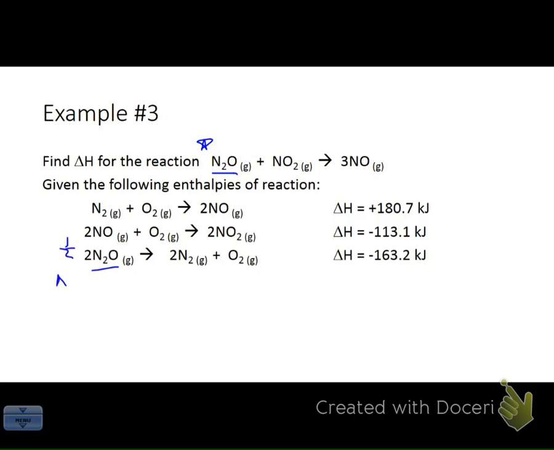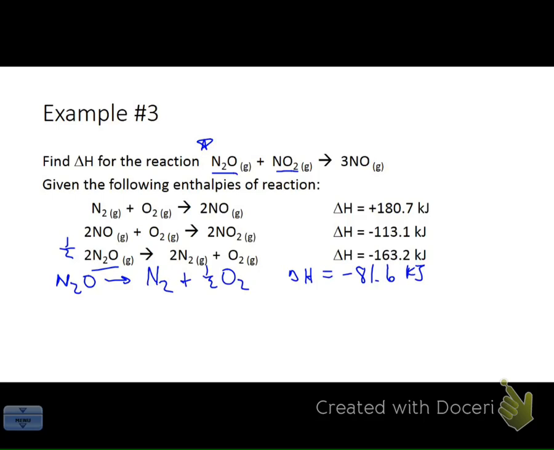So that's going to give me N2O goes to just 1 N2 and then 1/2 O2 with a delta H of negative 81.6. That's coming from multiplying delta H by 1/2. Alright, so the next one, O2, I find it in step 2, so I'm just going to look at that one.